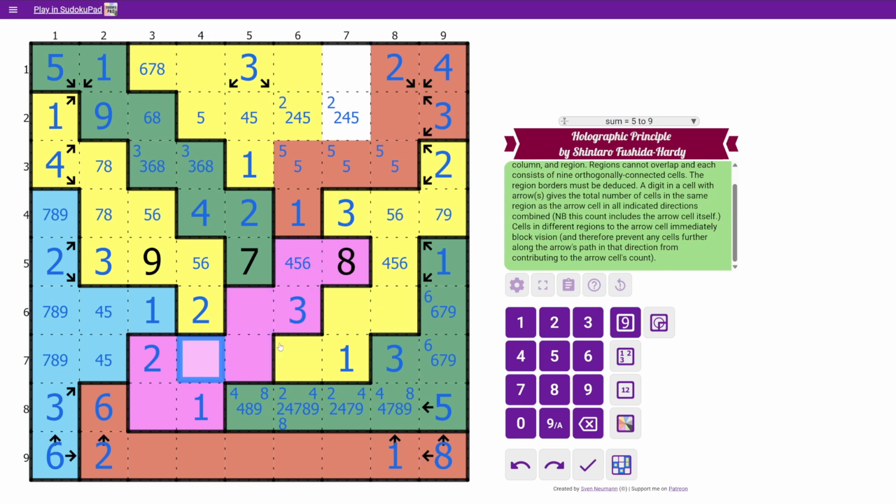5. 6. 7. 8. 9. Okay. Need to find that one that was hiding. Forget where it was.